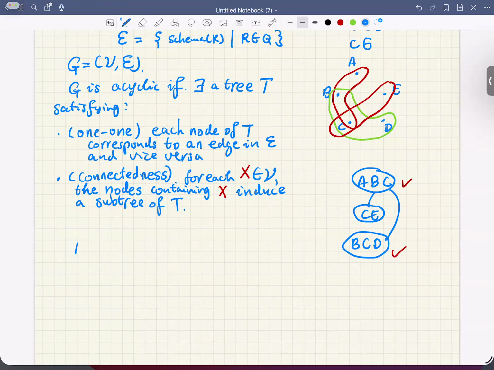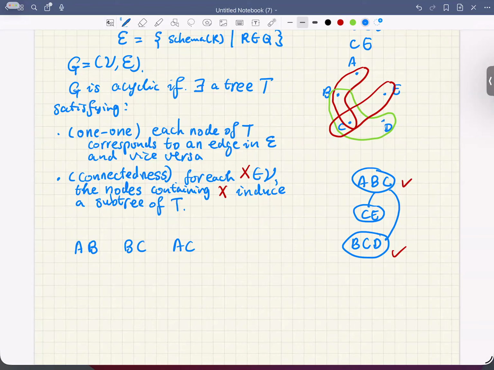Let's look at another example. Let's say this time I have three hyperedges here: AB, BC, and AC. Would you be able to find me a tree here? I don't think you can, because this is a cyclic hypergraph.